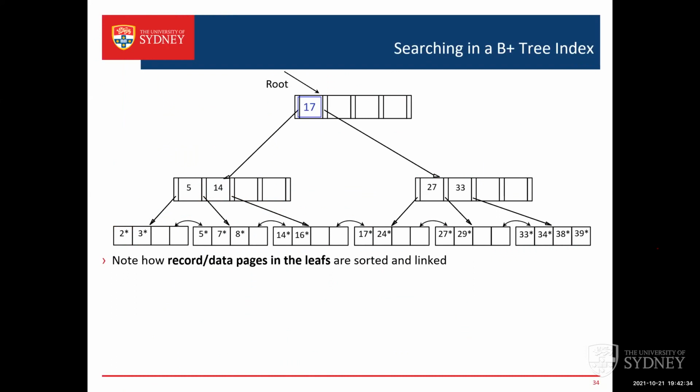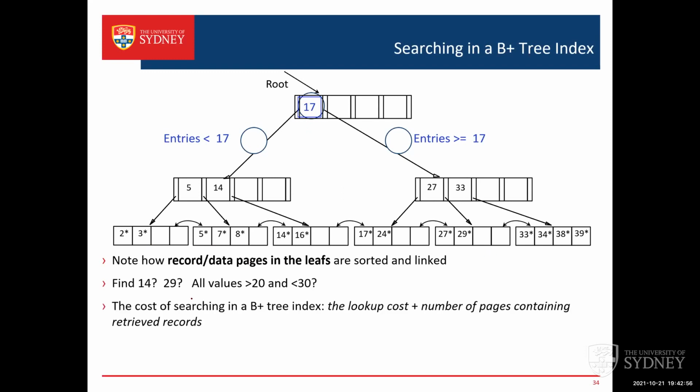This is what I wanted to show from that example. The left hand side will always be less than 17, and the right hand side will be greater or equal to 17 from the root that we have. All of these last leaf nodes are the actual data pages. That's where we want to reach. So we know how to find the data. Hopefully now that part is making sense.